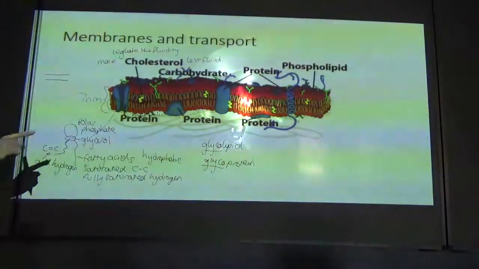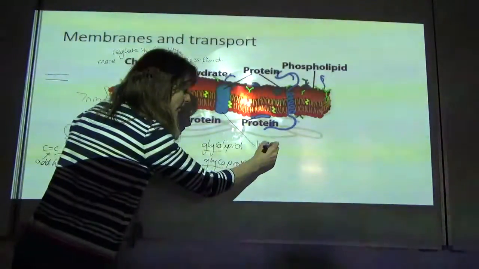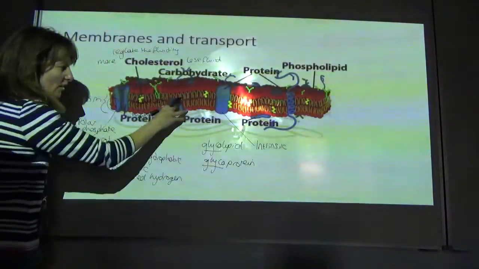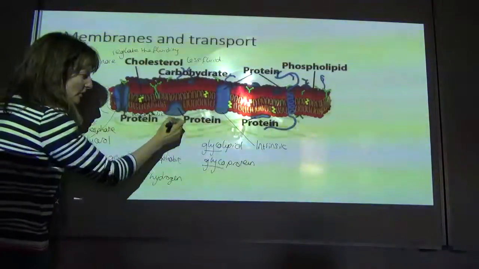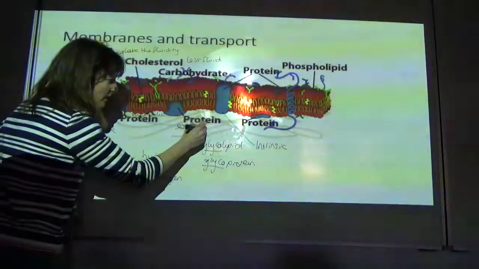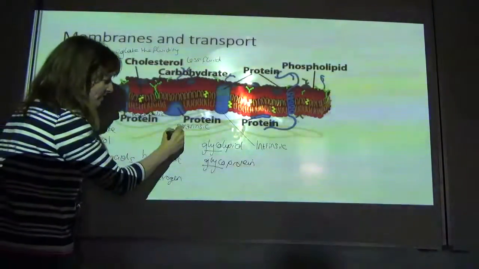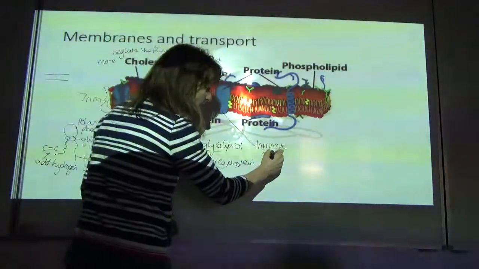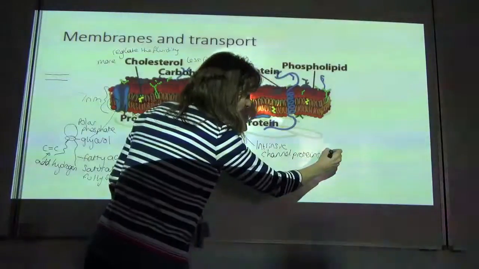The proteins can go all the way through the membrane, and we call those intrinsic proteins. We can have proteins that just sit on the extremes of the membrane, so on the outer edges. So this is an extrinsic protein. These proteins could be enzymes. These intrinsic proteins could be channel proteins, and so help with facilitated diffusion.